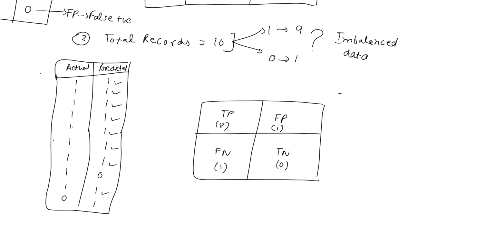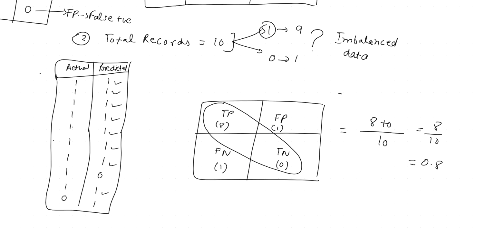Okay, so now if you apply this on the accuracy formula, apply this 8 plus 0. How many total records? 10. 8 by 10, 0.8. 80% accuracy, right? But this means your model was able to predict correctly only the one class, right? It did not get a chance to learn about the other because the data is imbalanced.